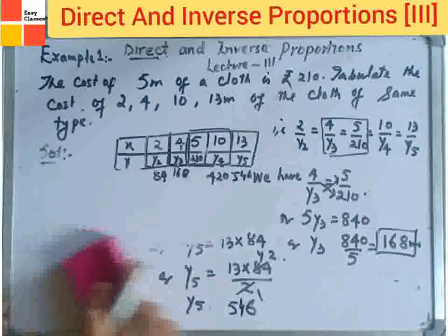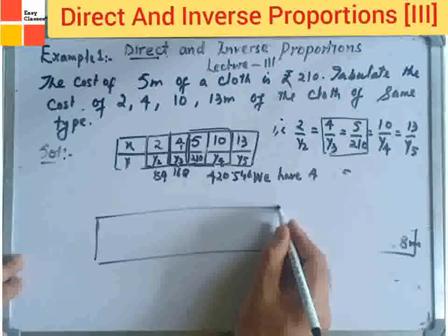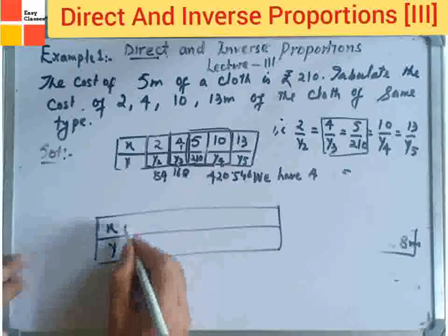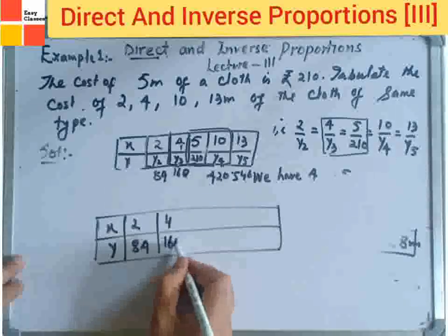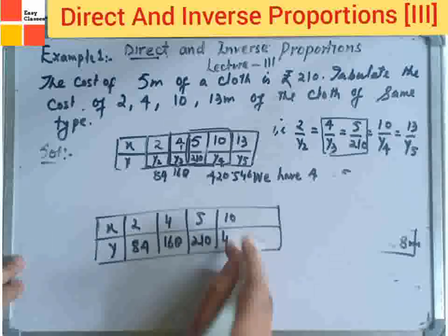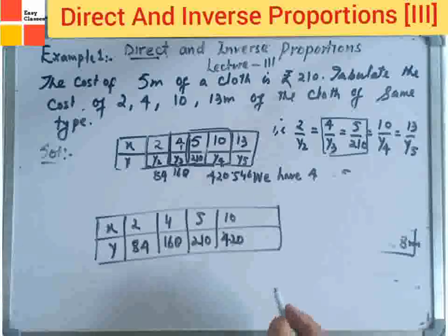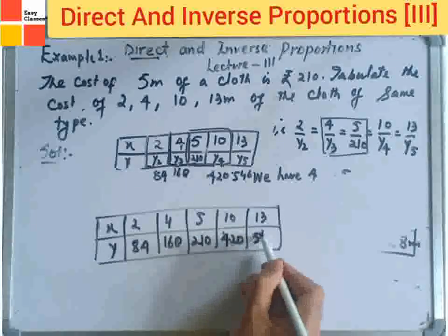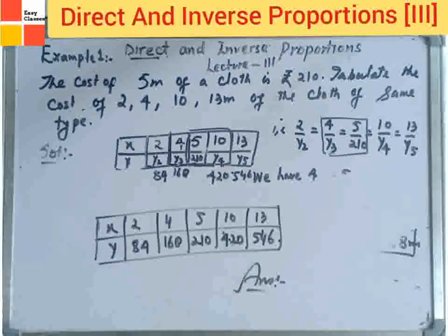Now finally I have to make another table. So this is another table here, x, y. So 2, 84, 4, 168, 5, 210, 10, 420. Now we have to write the actual values, 13, 546. So this is our answer, right? Tomorrow we will be talking about lecture 4th of the same topic, direct and inverse proportions.